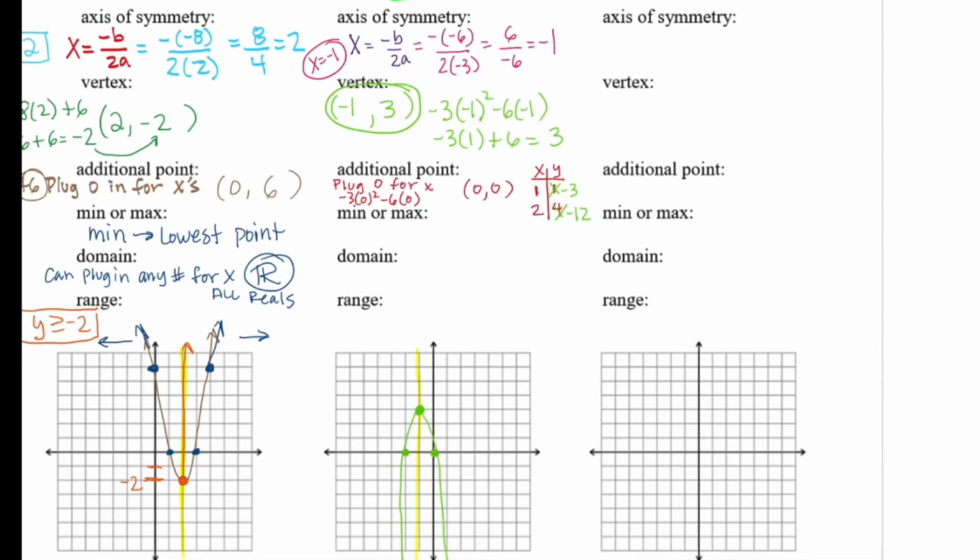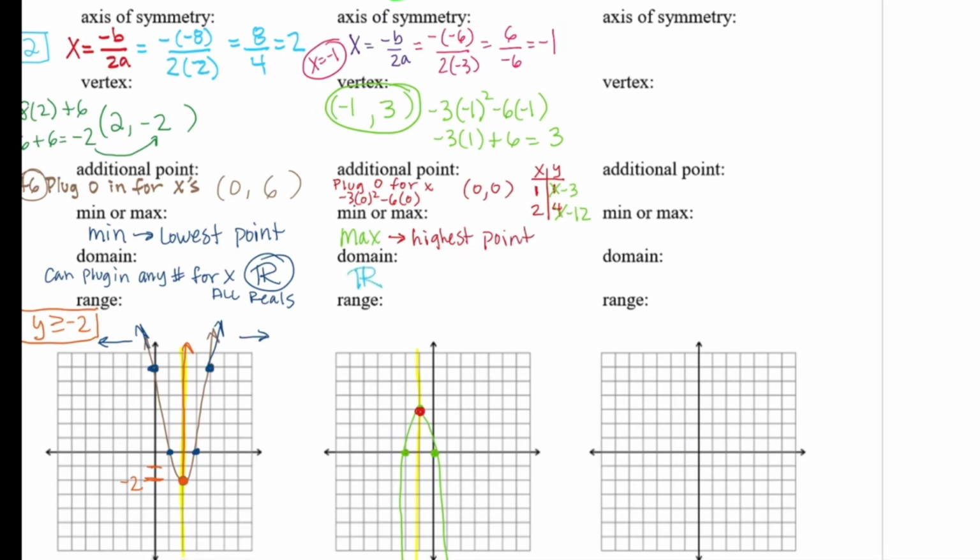Now we're looking at whether this is a maximum or a minimum. Because it's upside down, the highest point is a maximum. It goes down forever, so there's no minimum point, but it does have a highest point, a maximum point, kind of like a mountain has a maximum point.